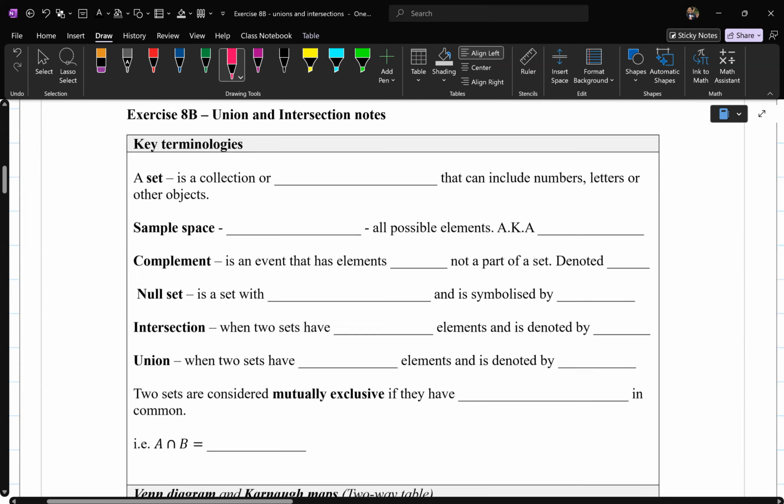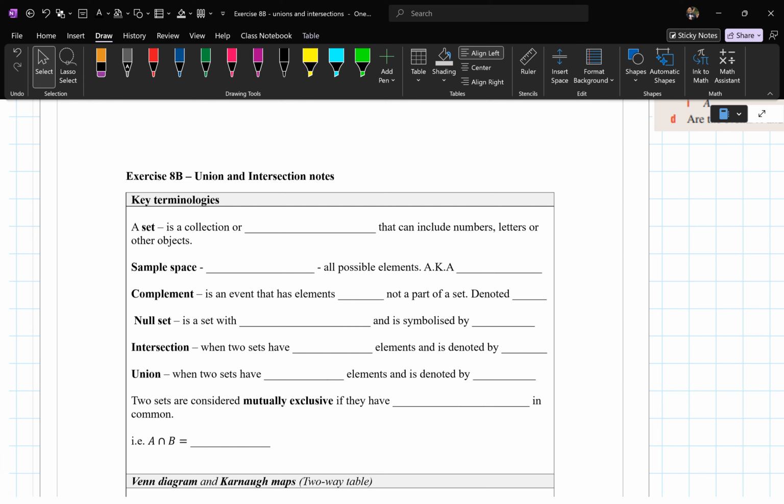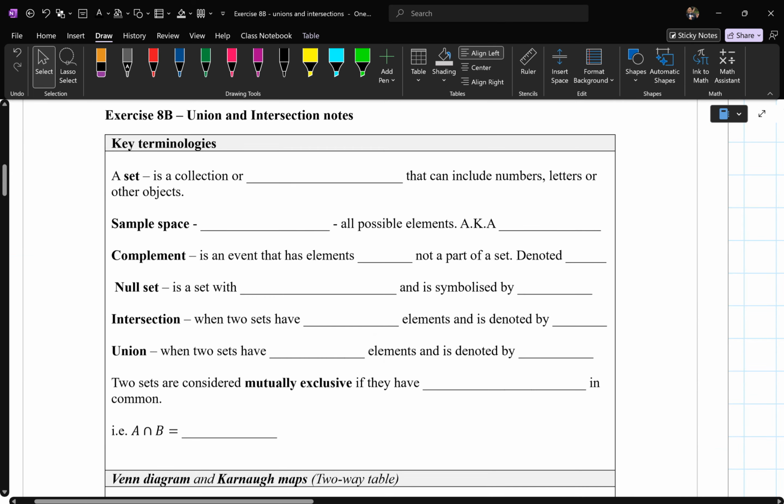And then year 10s, in this video, we're going to go through exercise 8B, which really is to look at set notation. So how to use certain symbols, specifically union and intersection. Let's have a look at a couple of terminologies that we should know here.